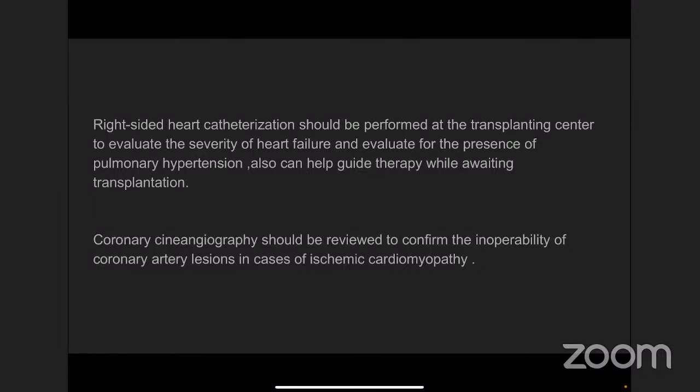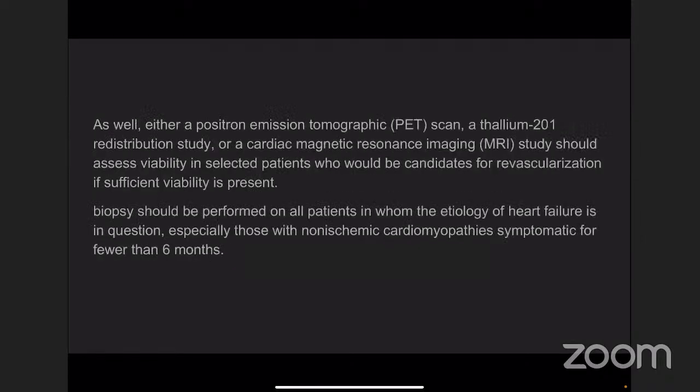Coronary angiography should be reviewed to confirm the suitability of the coronary artery lesions for revascularization in case of ischemic cardiomyopathy. As well, either PET scan and thallium redistribution study or cardiac MRI should assess viability in selected patients who would be candidates for revascularization if sufficient viability is present.